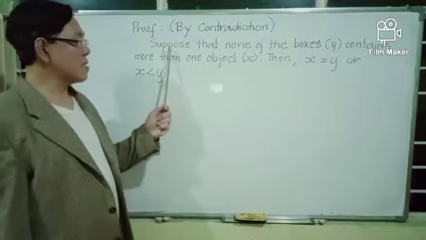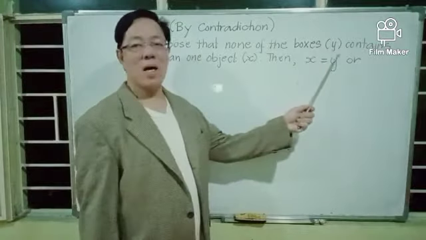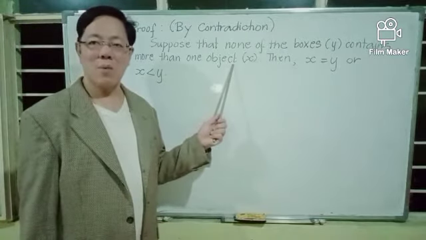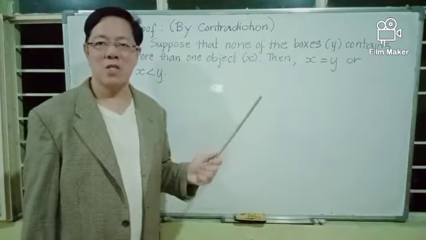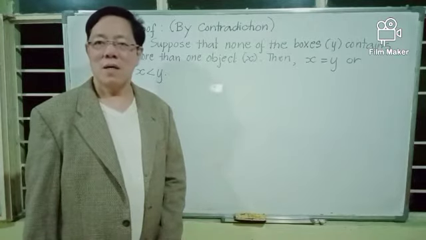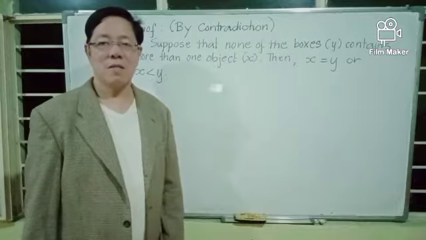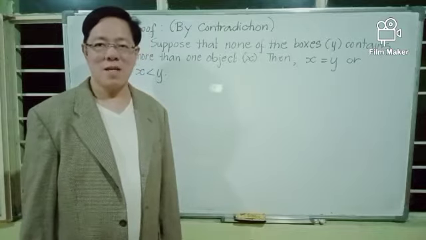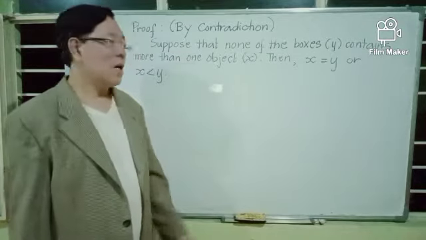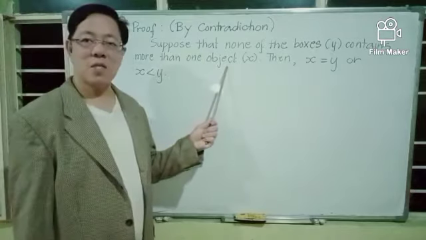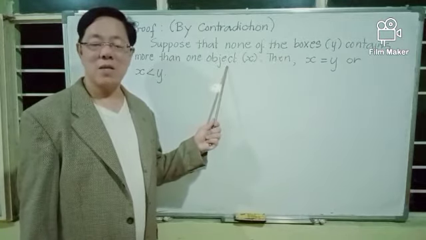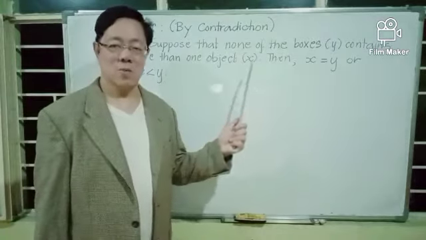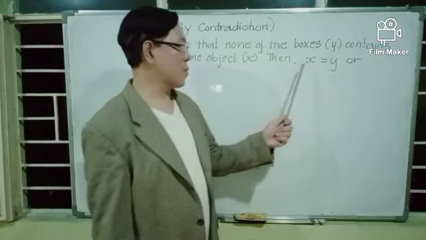Again, this statement supposes that none of the Y boxes contains more than one object. This statement is the opposite of the conclusion of the pigeonhole principle that says if the number of objects is greater than the number of boxes, then there is at least one box that contains more than one object. And we will show that this statement, the opposite of the conclusion, will lead to a contradiction. And this statement, none of the boxes contains more than one object, can happen in two ways.